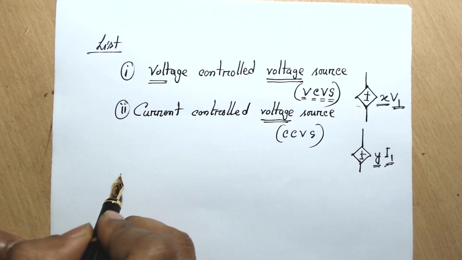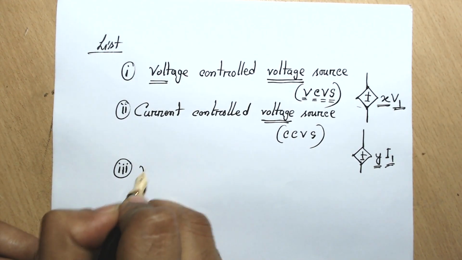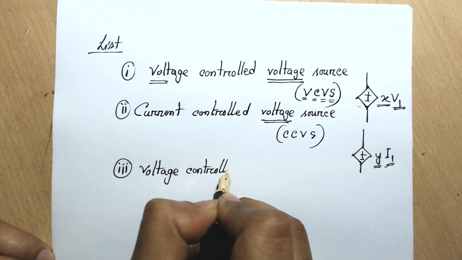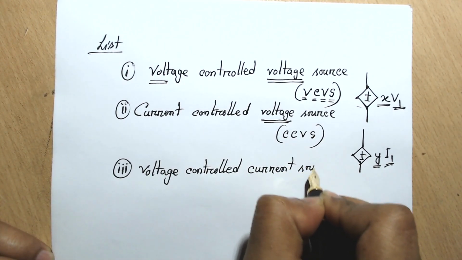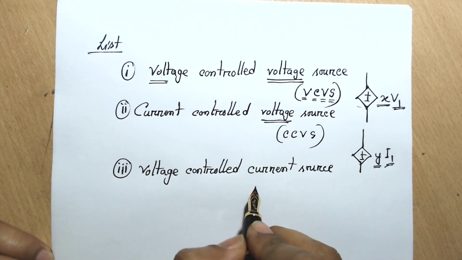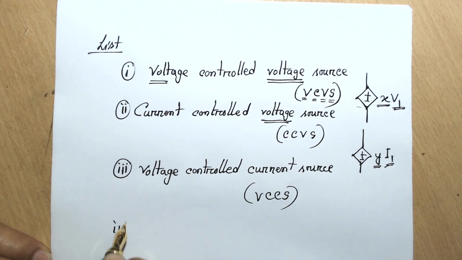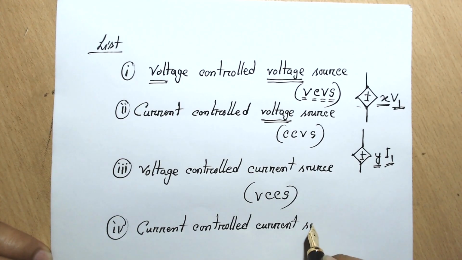So if we go further, now we can have voltage controlled current source. As you can see, now this is a current source. We can write it as VCCS, and there can be another type, that is current controlled current source, or you can call it CCCS.